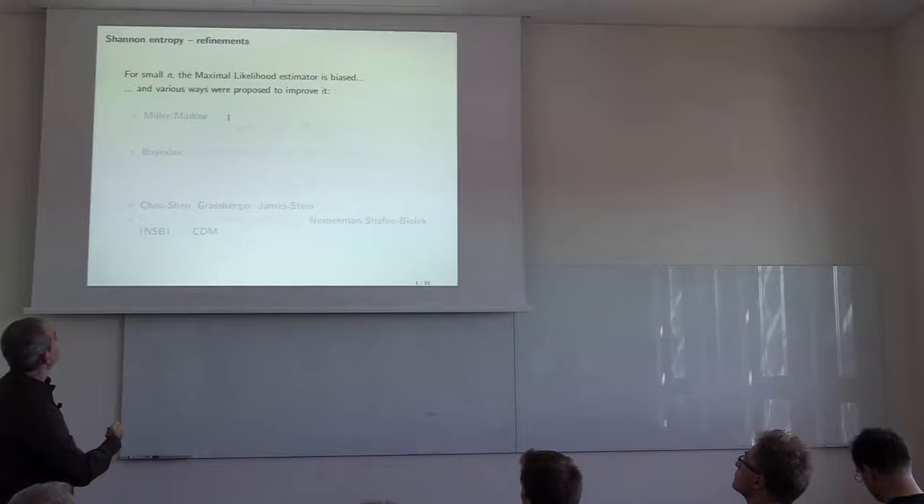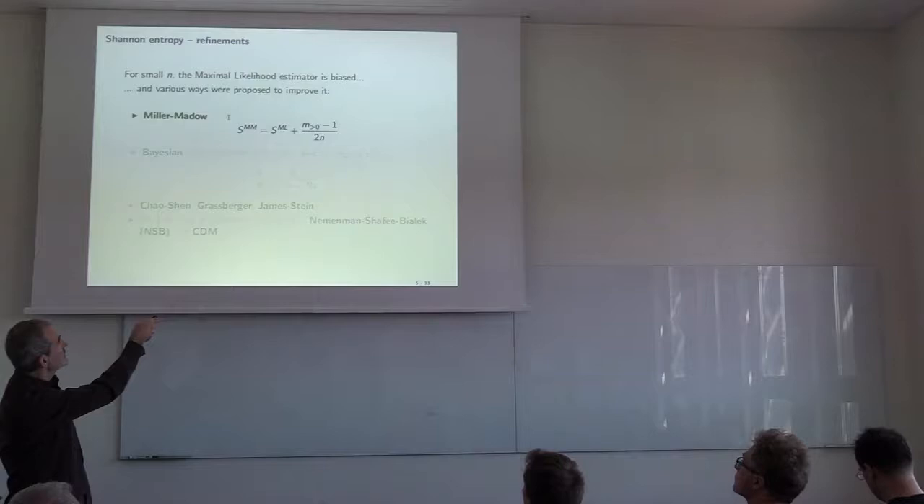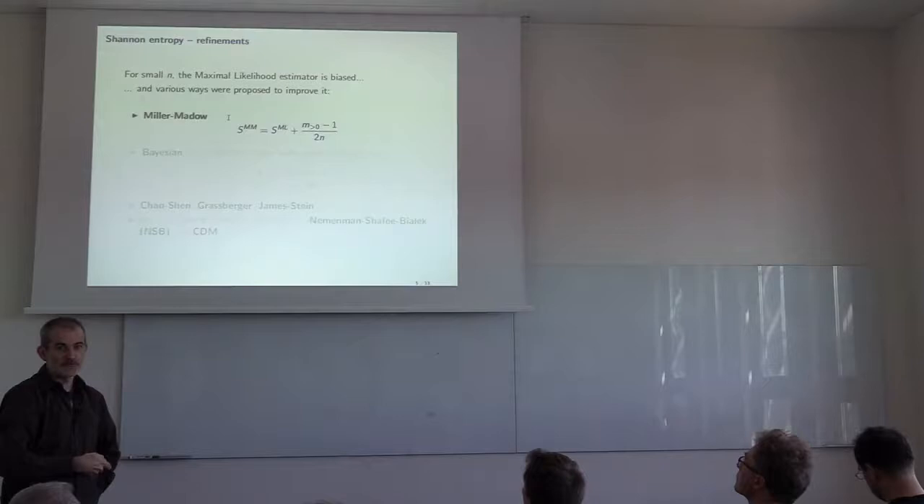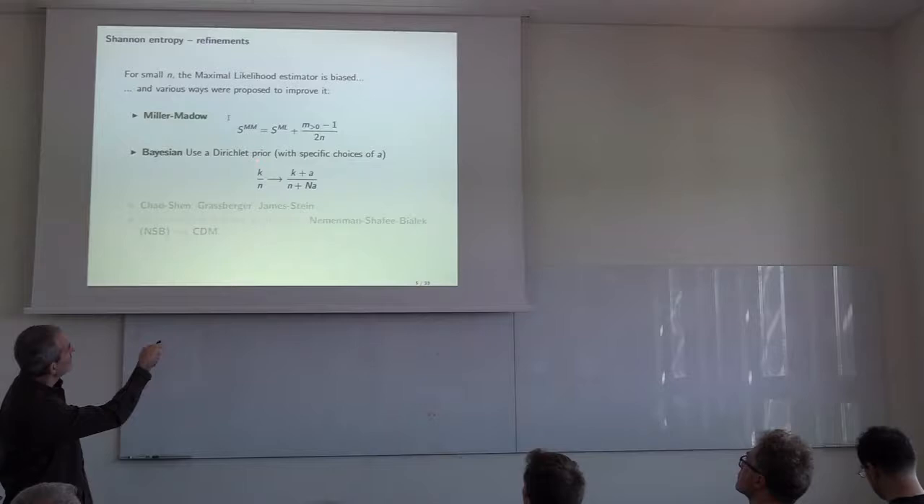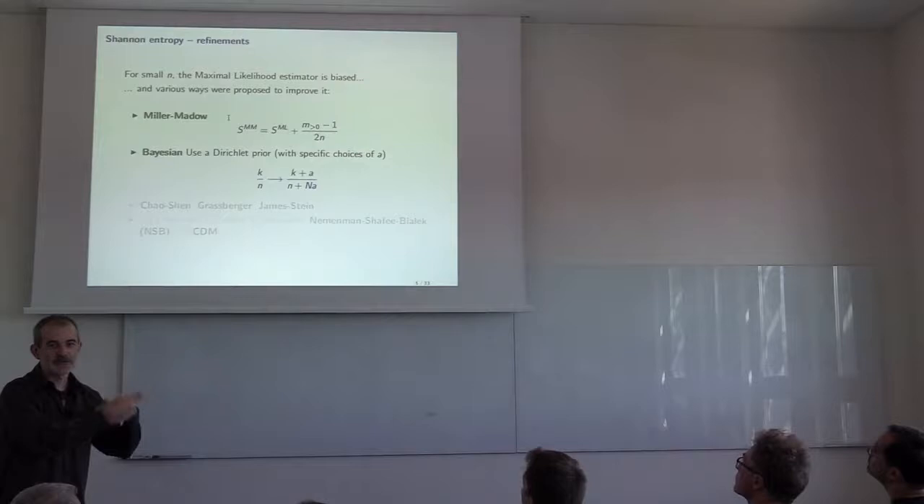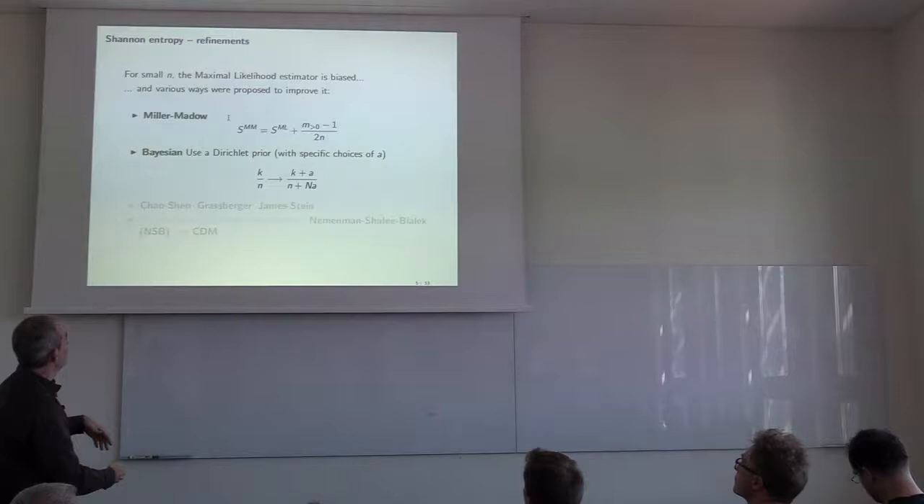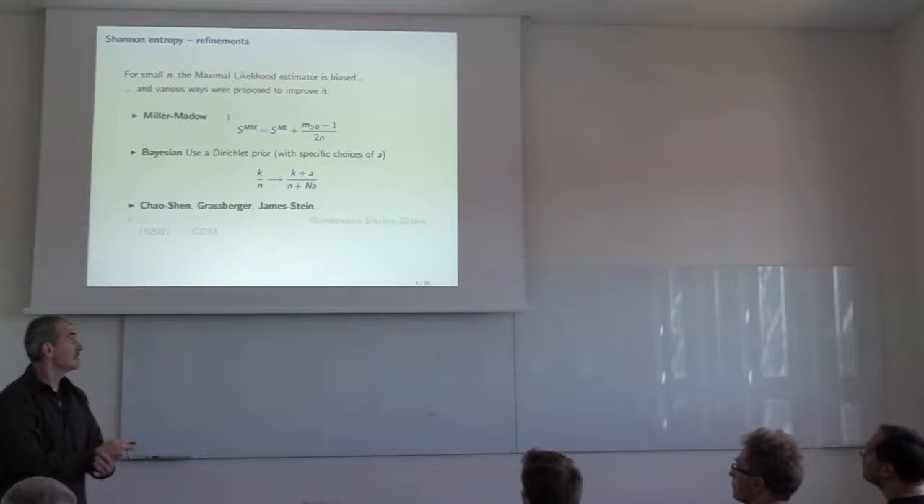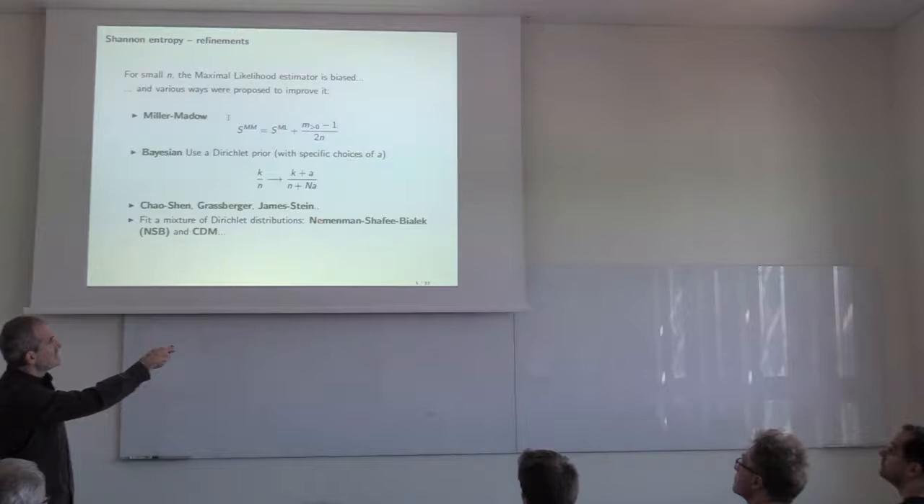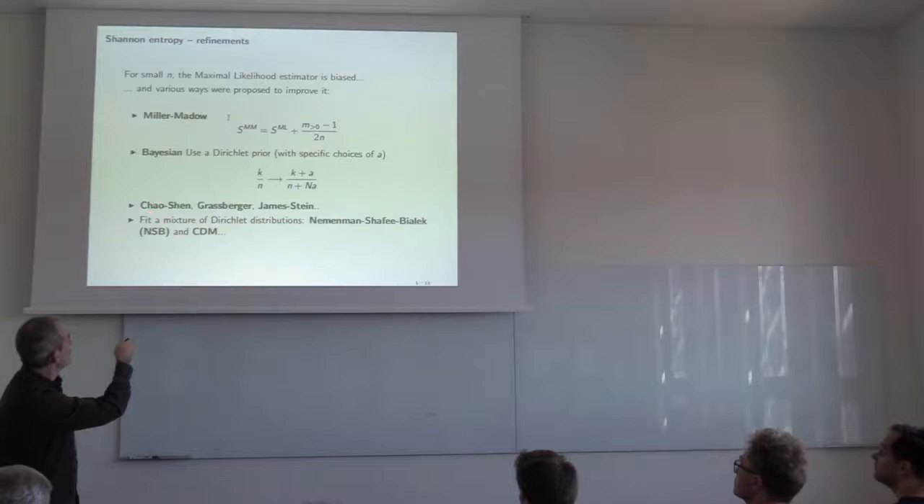So for example, Miller and Madow gave a prescription that one should take the previous computation and add to it the number of distinct configurations minus 1 divided by the total number of samples. Then some Bayesian modeling. Instead of k over n, we smooth it with some parameter a, which depends on various assumed prior distributions. And there are lots of other variations which somehow aim to improve this estimator in some way. And even some much more complicated estimators like NSB and CDM, which seem to be the state of the art currently, which fit a mixture of Dirichlet distributions and then try to estimate entropy.